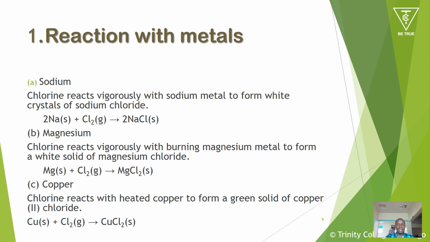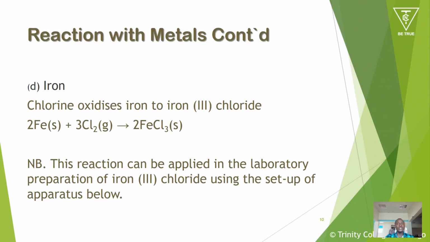Copper, when heated, will also react with chlorine to form copper 2 chloride. Copper 2 chloride is a green solid. Reaction with metals, we are continuing with the reaction of metals. Iron. When you pass a stream of dry chlorine over heated iron, the iron first glows red, and then it reacts with chlorine, forming brown fumes of iron 3 chloride.